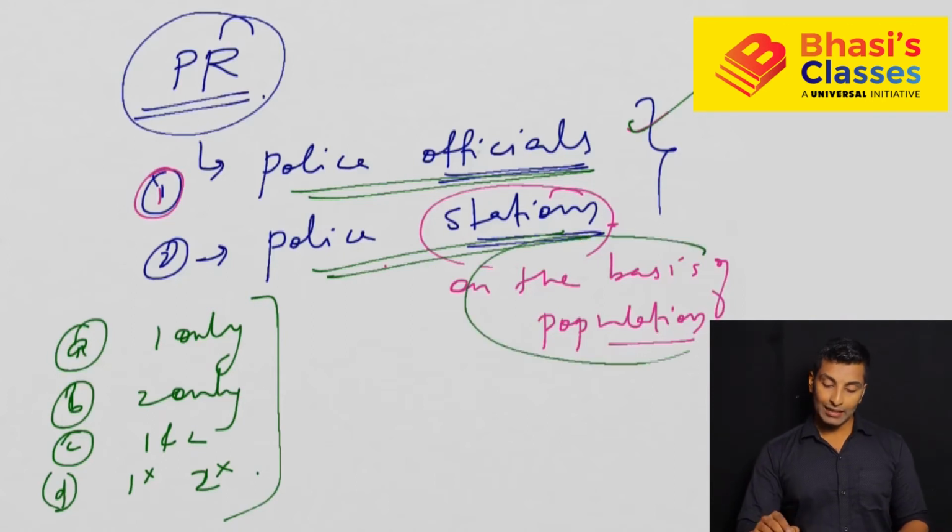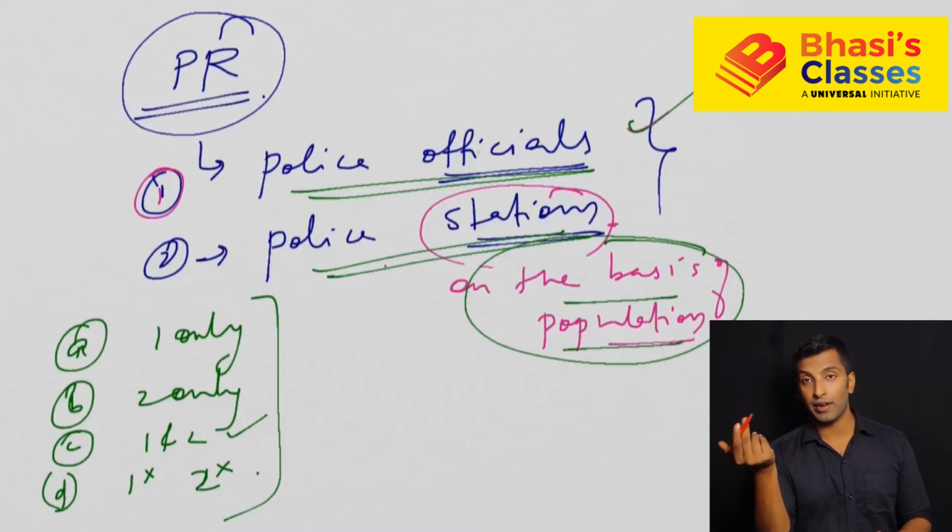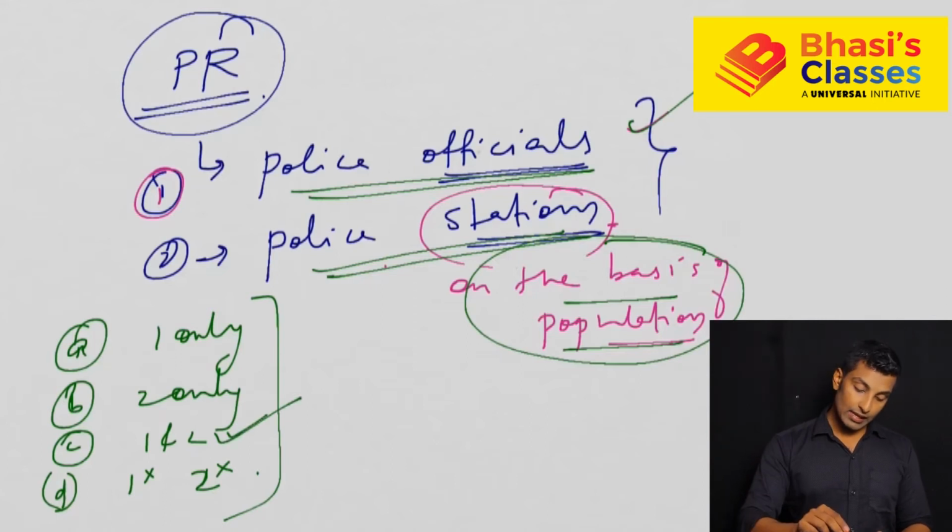Some people will not look at this and will directly mark 1 and 2. Some people will look at this, so then they start thinking logically. If you have not read about this, obviously police stations should be on the basis of population, right? More population, more police stations required. Then also you will mark this. But what is the correct answer here? The correct answer is 1 only.